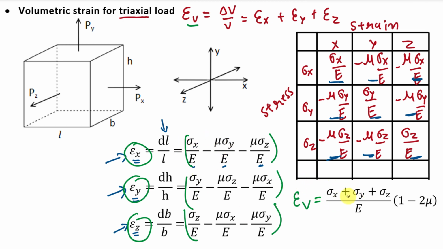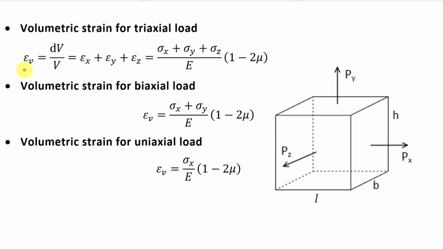These equations are all important because many times questions have been asked from them. So you must remember all these equations, okay? We have derived the equation of volumetric strain for triaxial load. Epsilon V is equal to dV by V, that is equal to epsilon x plus epsilon y plus epsilon z, is equal to sigma x plus sigma y plus sigma z divided by E into 1 minus 2 mu. Here this equation is for triaxial load, meaning there are 3 loads applied in 3 different directions.